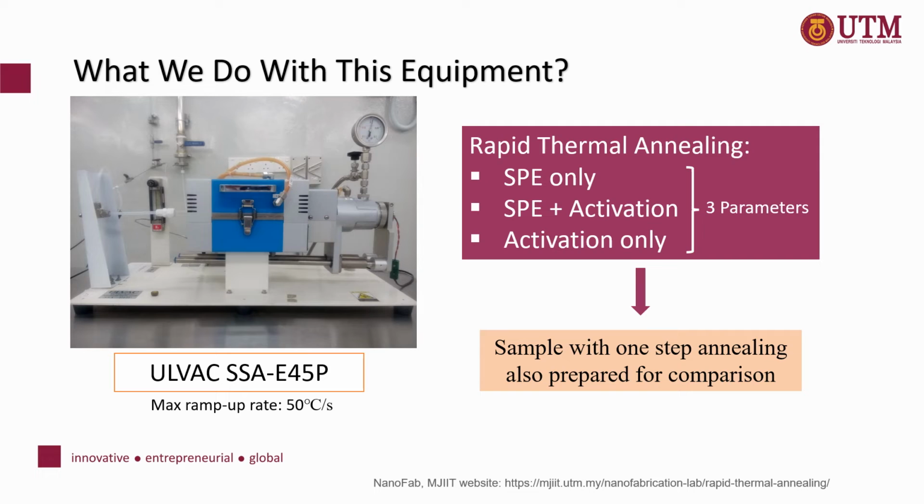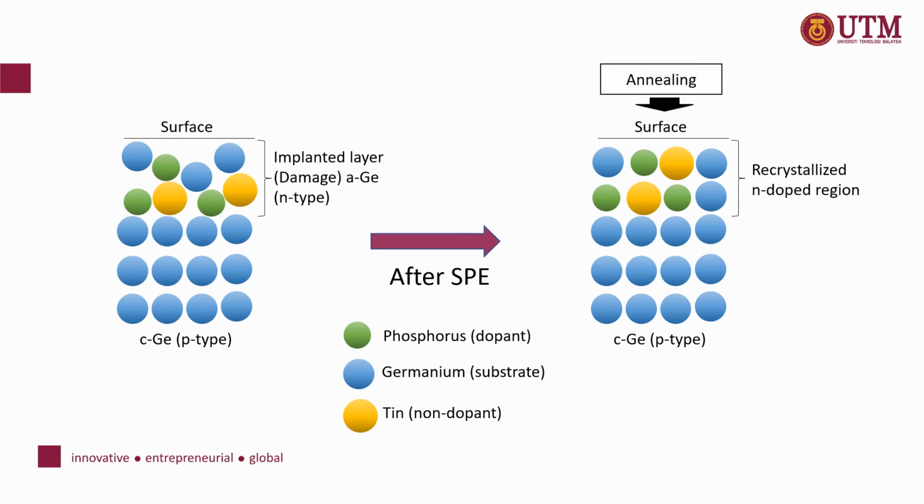With this equipment, we do three different parameters, which are SPE only, SPE plus activation, and activation only. A sample with one-step annealing is also prepared for comparison. After the SPE process, the amorphous layer of implanted germanium regrows into a crystalline layer.